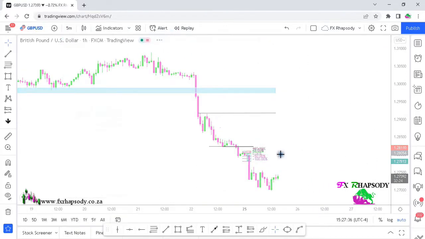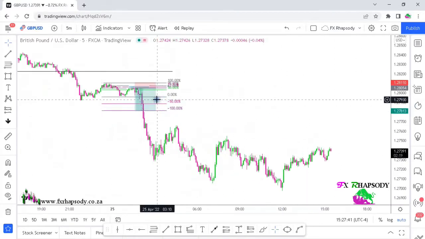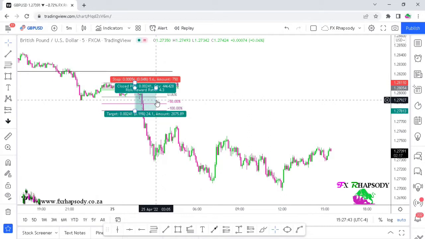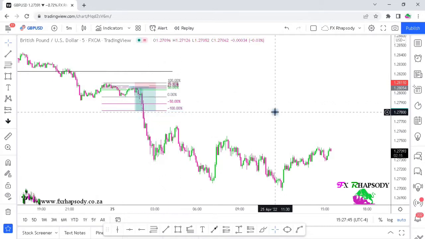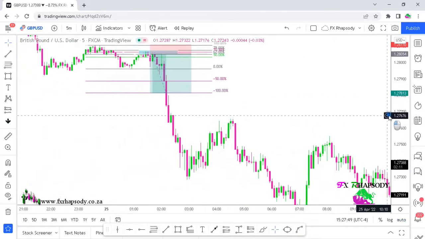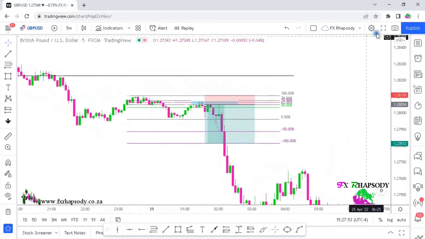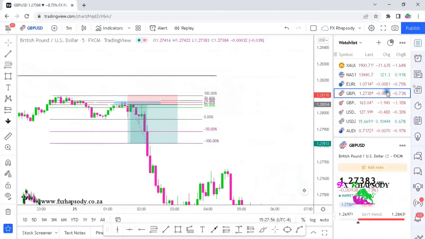You know, that entry, if you could just take that entry, like I said, that's a 5 pip stop loss, 24 pip take profit. A lot of guys stay in their trades. I climb out when I'm happy with my trades, and then I just carry on to the next one. And that's what we're going to do.